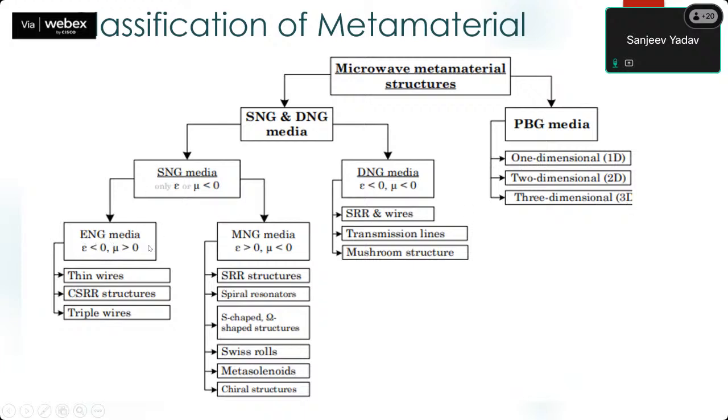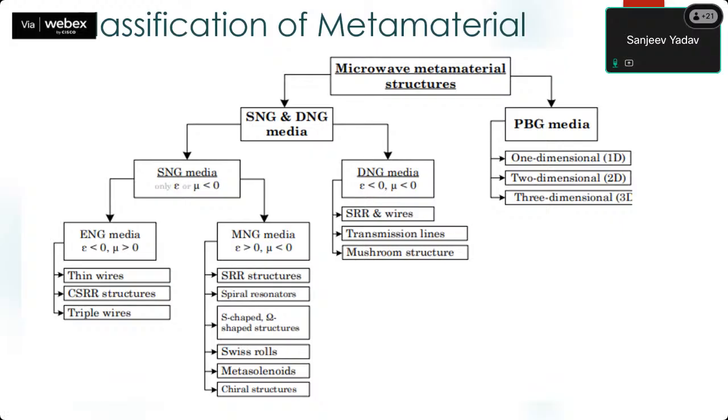For single negative, the ENG media have mu greater than 0 and epsilon less than 0. The examples are thin wires, complementary split resonator structures, and triple wires. For the MNG media, epsilon is greater than 0 and mu is less than 0. Examples are split resonator structures and spiral structures. So these are some of the structures by which we can change these properties. For double negative, we can use split resonators and wires, transmission lines, and Masumi structures, from which we can get both mu and epsilon negative.